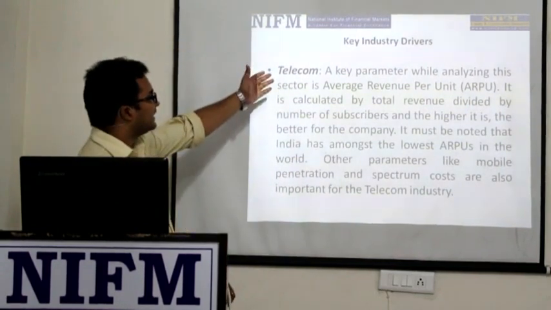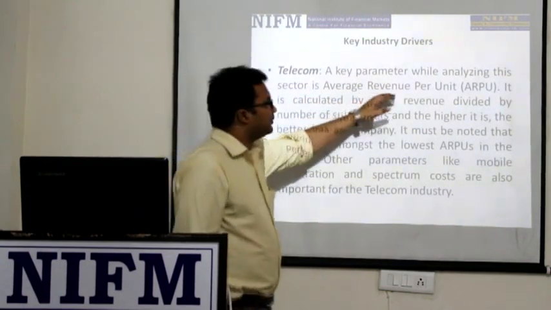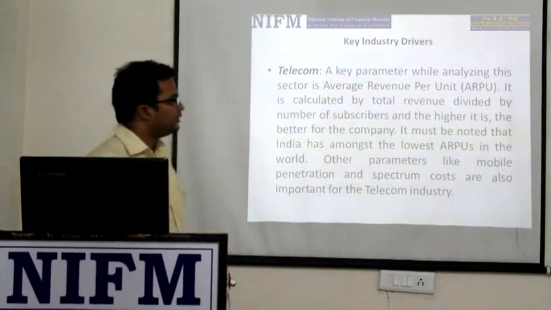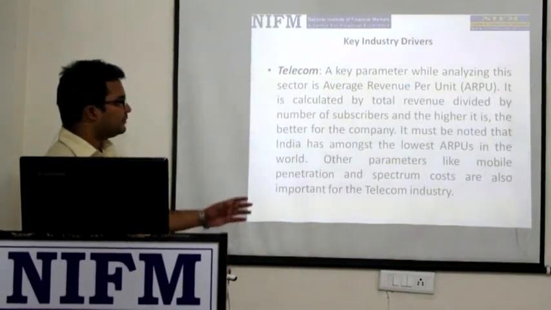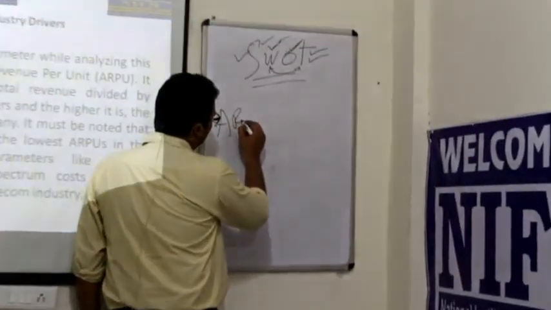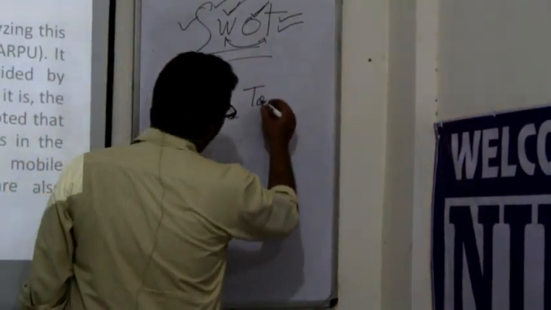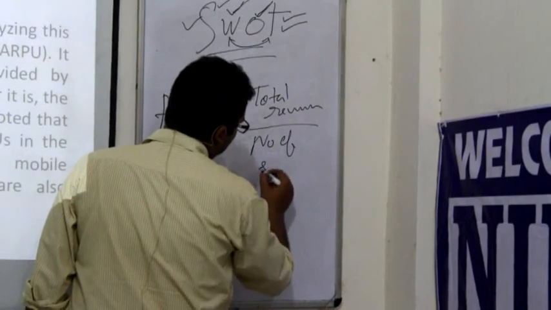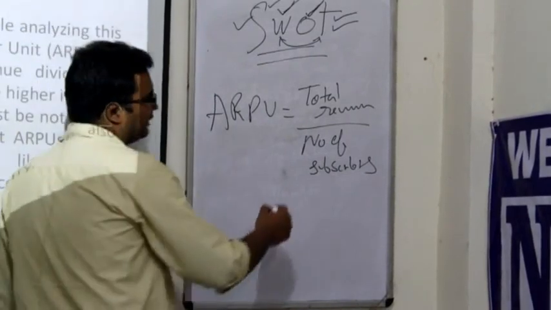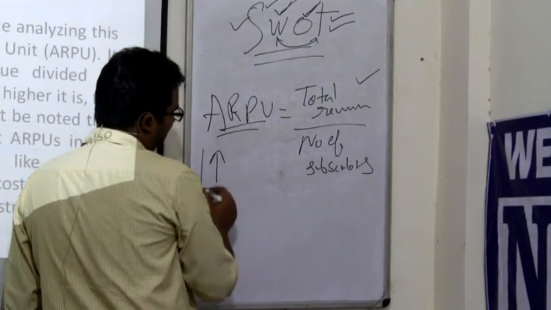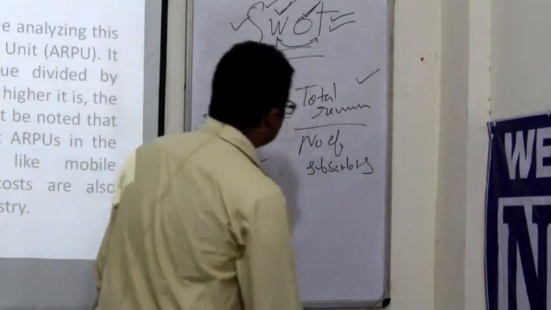When we are talking about the industry driver in telecom, average revenue per unit becomes very important. A key parameter for analyzing this sector is the average revenue per unit, that is the ARPU. It is calculated by total revenue divided by number of subscribers. So when we talk about the ARPU, the more the better.